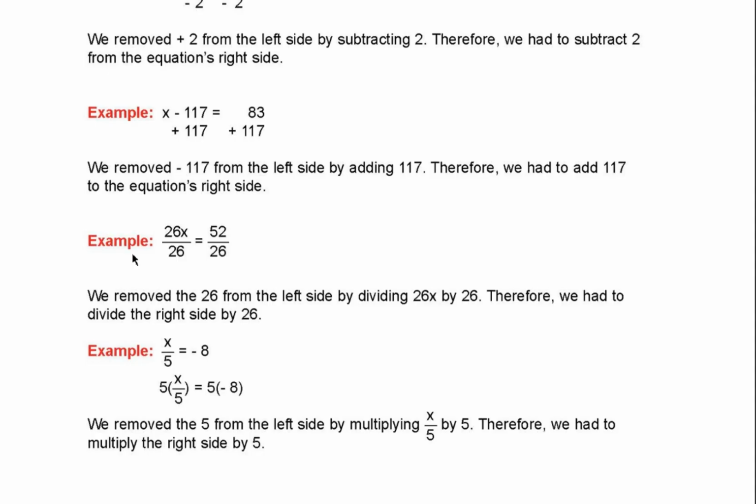In this example, we have 26x equals 52. On the left side of the equation, to isolate x, we divided by 26. Therefore, since we did it on the left side of the equation, we also have to do it on the right side. So we divided 52 by 26. Let me elaborate by reading more from this page.